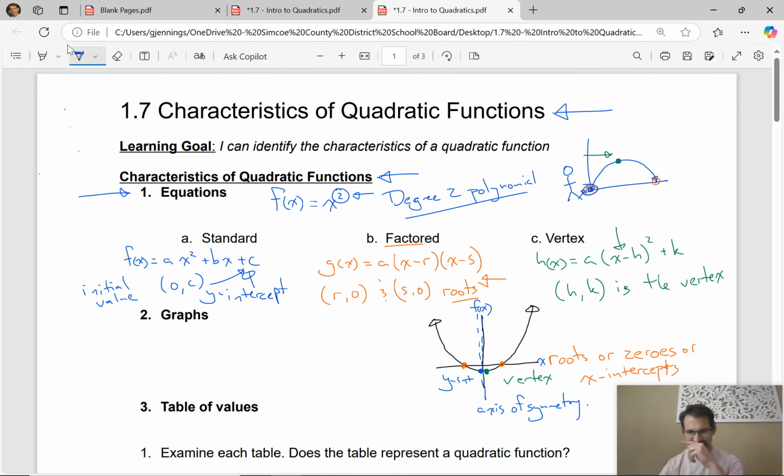So these are kind of the anatomy of the parabola. I'll draw a better one, here like this. Here's the vertex. Here's the axis of symmetry. Here's the y-intercept, okay?